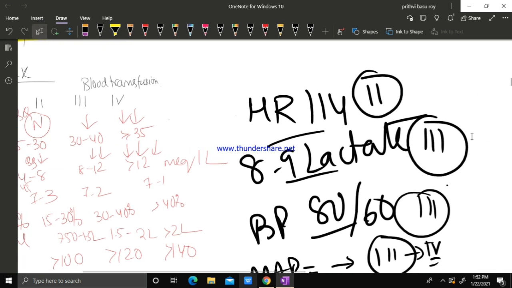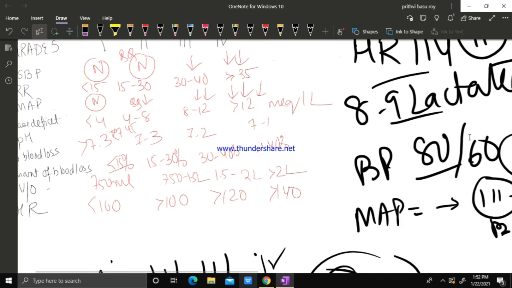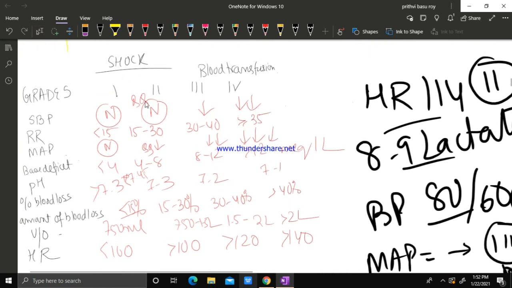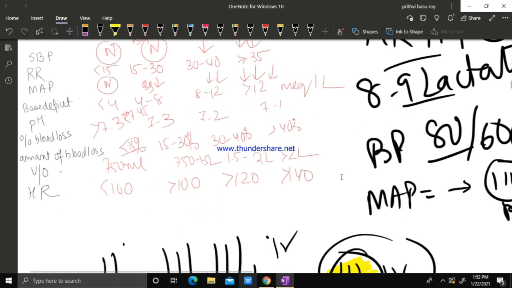Then you do not have to write the shock, but you just have to write the parameters: HR 114, BP low, MAP almost going to 4. So basically you can say class 3, requiring blood transfusion. This is where you can say it. So for grade 3, you write all the parameters and then you compare and write it. You don't have to write the entire chart.